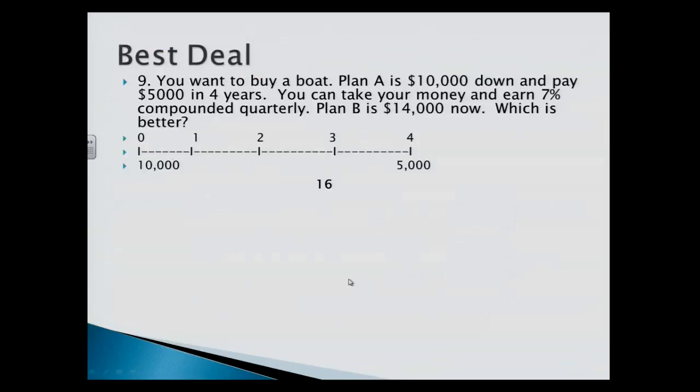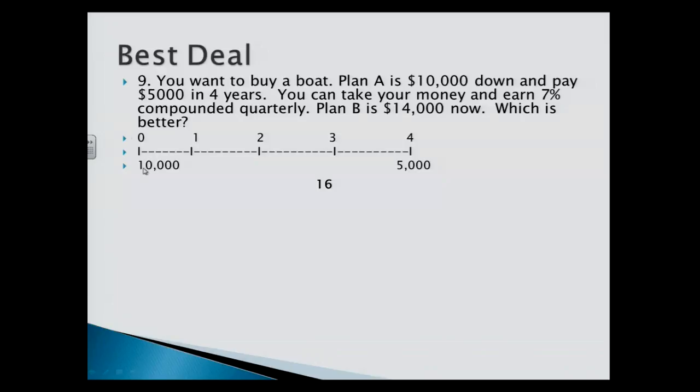Let's look at another type of problem. You want to buy a boat. Plan A is to buy the boat for $10,000 down and pay $5,000 in 4 years. Oh, and you can take your money and earn 7% compounded quarterly. Plan B is to pay it all up front now at $14,000. So we've got to equate all money now.